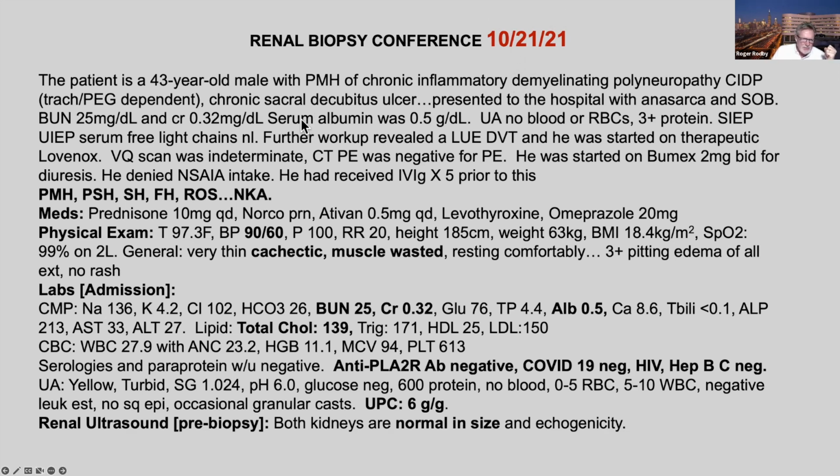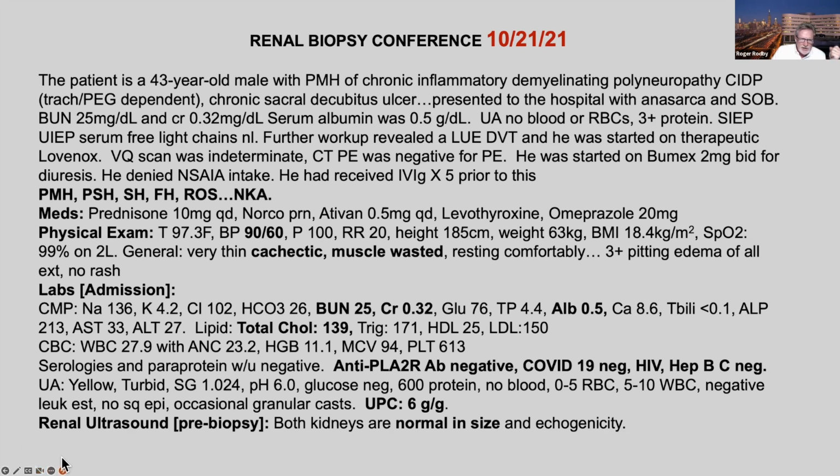And you could see by his creatinine just how cachectic he was. He had a BUN of 25, a creatinine of 0.3. His albumin was 0.5, but his cholesterol was 139. His PLA2R antibody was negative. The rest of his chemistries, I'm skipping over, unremarkable. COVID-19 was negative. Hepatitis studies were all negative. His protein creatinine ratio was 6 grams per gram, and his kidneys appeared normal.